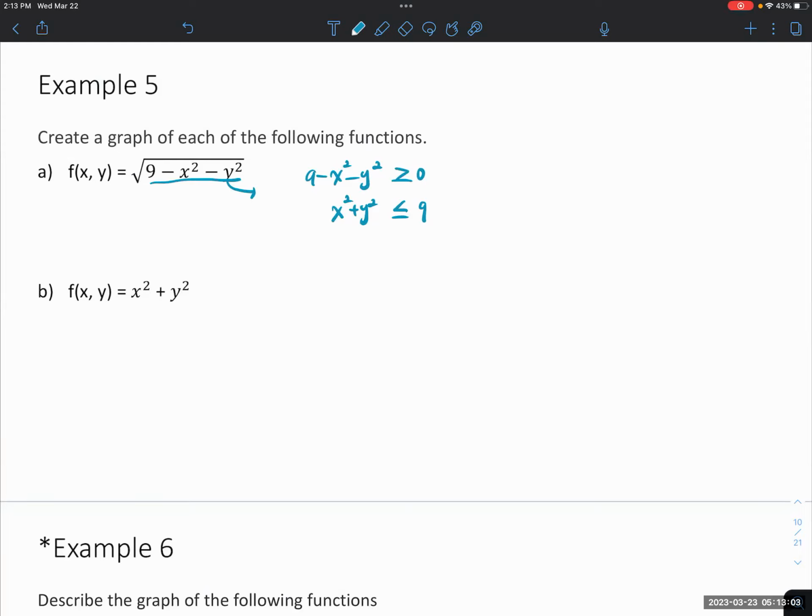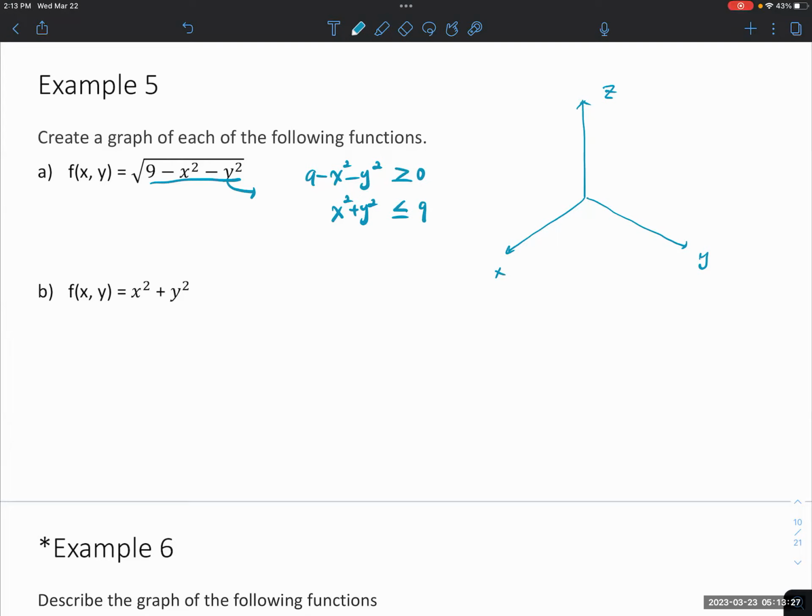Okay, so just the different thing is you have x, y, z, x, y, z, okay? And then the radius is 3. That means your radius is 3. So it's going to be a circle.